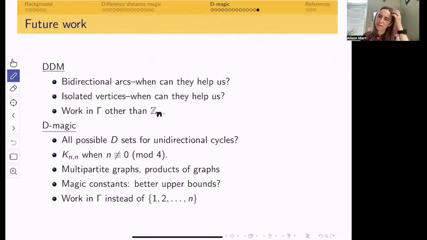You can also work in other groups. The work that's been done there has mainly been in Z_n, but you could potentially ask questions about how to label these things in other abelian groups, other than Z_n. And in D-magic, again, there are a lot of open questions there as well. But I don't think anybody has really done much work at all in D-magic with any abelian group. So I think this idea of labeling with elements of an abelian group instead of 1 up through n could answer some interesting questions, maybe about distance sets that are different than just 1 away, which is the standard example that we see.